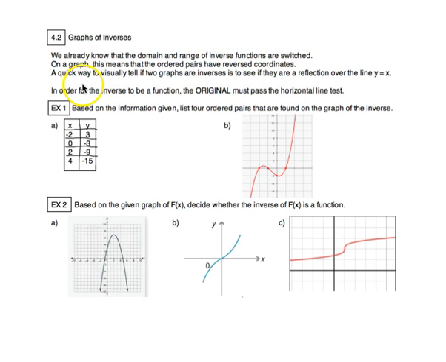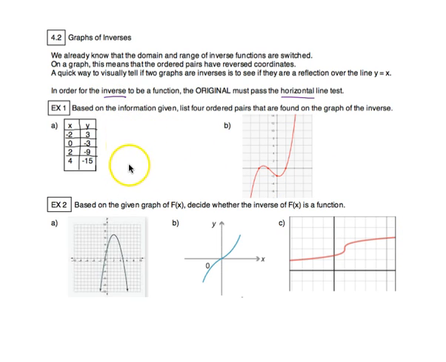Also, there is a very quick way to visually tell if you're given two graphs and you want to know if they're inverses of each other. You can see that they are reflections over the line y equals x, and I'll illustrate that for you in one of these examples. Another thing that you need to remember from a previous lesson that will be reviewed on this quiz is that in order for the inverse to be a function, the original has to pass the horizontal line test. So horizontal line test when we're talking about inverses being functions.